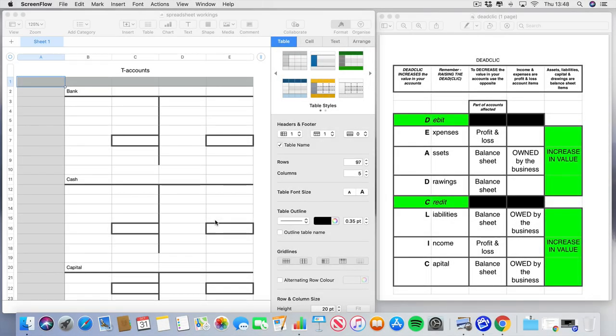Okay then, let's get started. We've got our screen in front of us. On the left hand side I've got the workings, I've got all the T accounts that are empty at the moment, and on the right hand side I've got DEADCLICK. So we're going to refer to DEADCLICK as we go through each transaction.